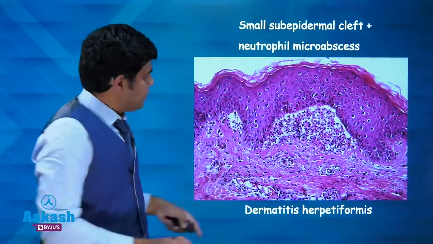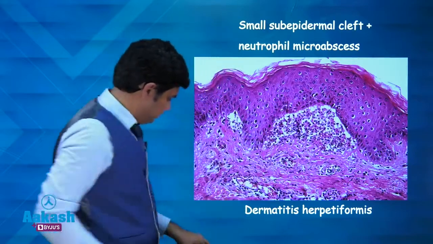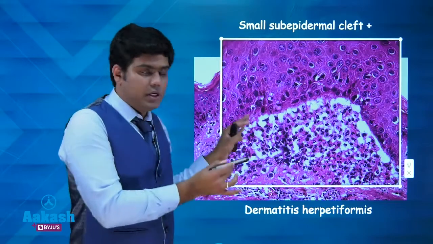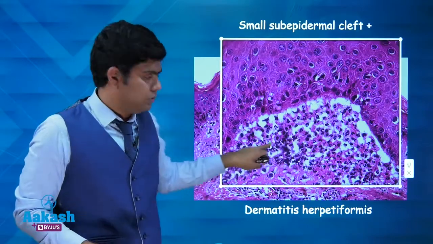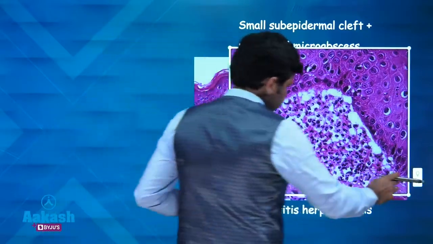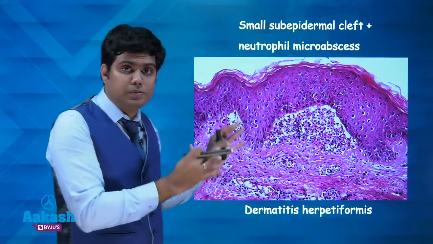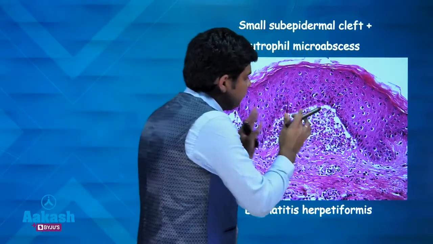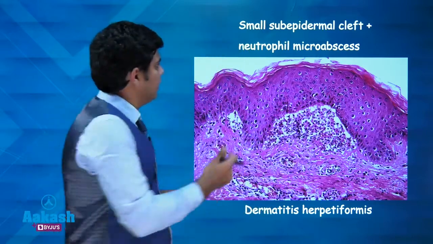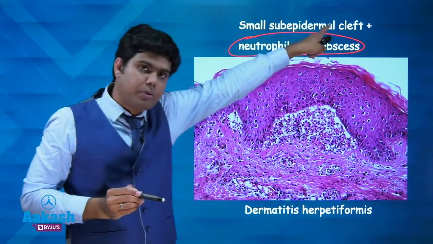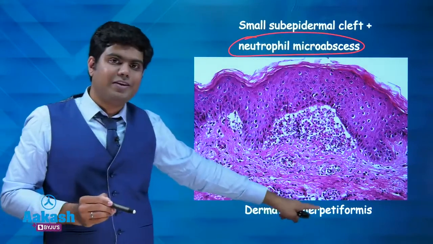Now if you get a subepidermal blister here, let us zoom it. So we have got a subepidermal blister here with plenty of neutrophils. So these are all neutrophils. So the diagnosis here is what? So this is a neutrophilic abscess. Plenty of collection of neutrophils, we call it neutrophilic microabscesses. So if you see neutrophilic microabscesses and a subepidermal cleft, you should think of dermatitis herpetiformis.